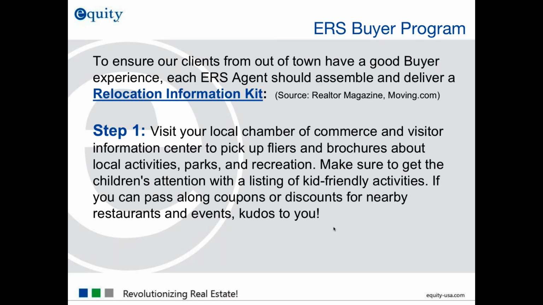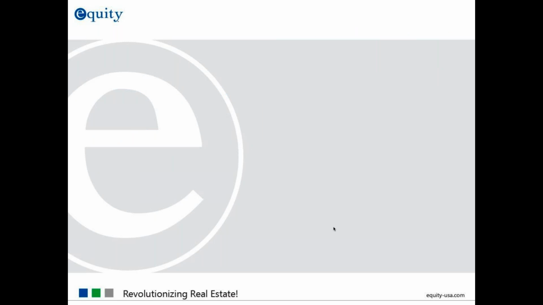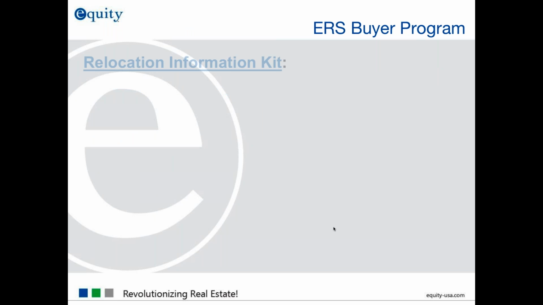So visit your local Chamber of Commerce and Visitor Center, pick up flyers and brochures about local activities, parks, and recreation. Get stuff there for children as well, just in case that comes up. And you can pass on coupons or discounts for local restaurants and events. If you've done my training and you've got the power team concept going, then again, that gives you a leg up here and an advantage to provide even more value to the client.